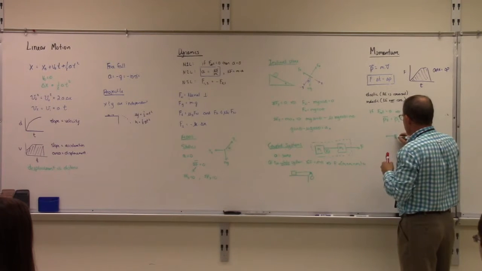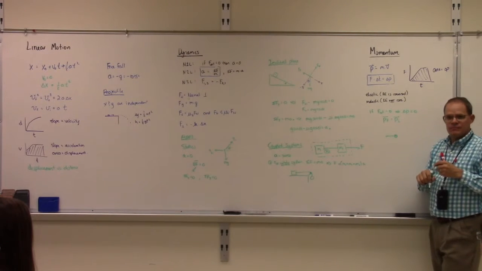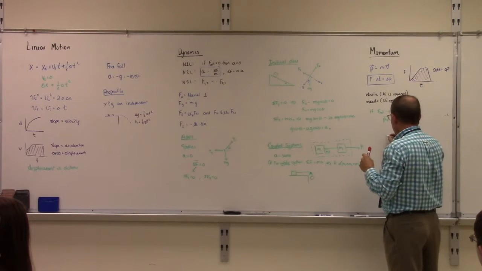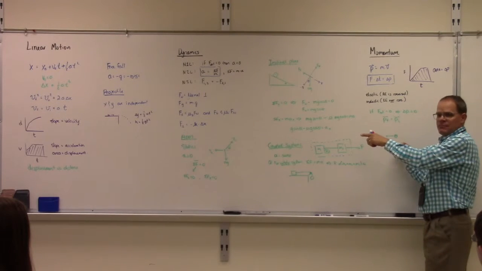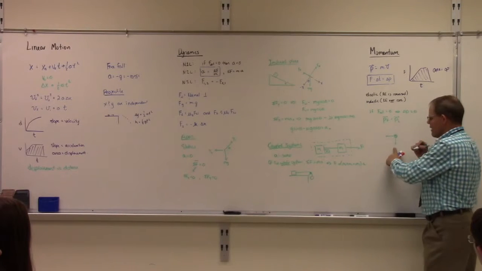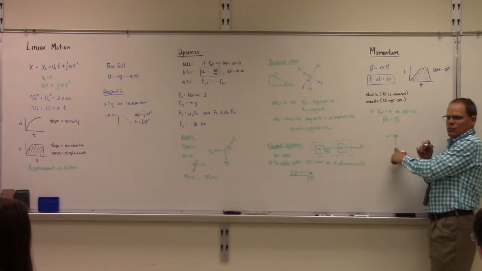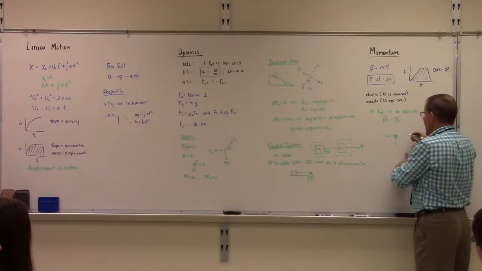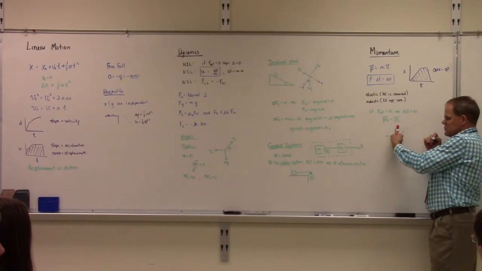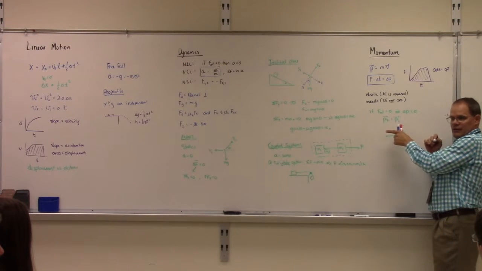Look, what's the momentum before the explosion? 0. So what is the momentum after the explosion? It's got to add up to 0. So if one fragment is carrying negative momentum, and this one goes this way, it doesn't carry any momentum in the x direction, right? It's all vertical. There has to be some fragment carrying the same amount of momentum this way as that one had that way.